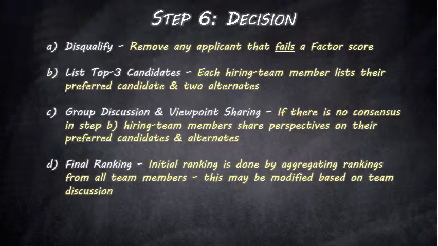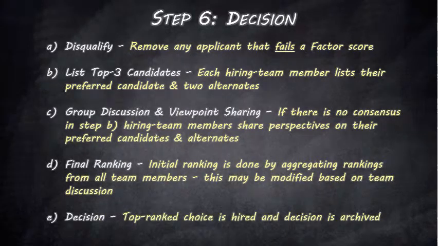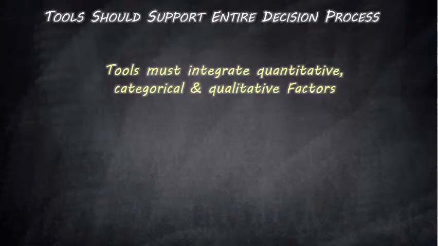Initially, this can be done just by aggregating the rankings from all the team members, but it's typically modified based on team discussion. And then finally, there's a decision. The top ranked choice is hired, and the decision is archived. Any tools used should support the entire decision process. They have to integrate all 3 types of factors: quantitative, categorical, and qualitative.